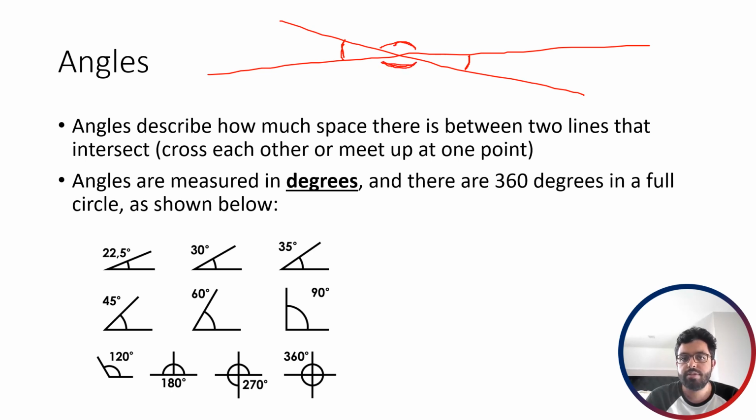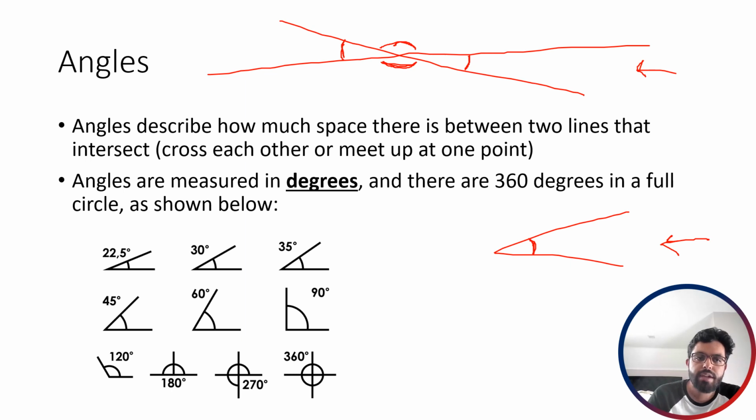We could talk about those angles in terms of these two lines that intersect like an X, or the way you'll normally see angles talked about is like these angles over here, where it's like two little line segments that meet up at one point, and we're talking about that little space on the inside most of the time. That's our angle. So angles describe how much space there is between these two lines or line segments that are intersecting, which basically just means they're crossing each other, like in this example up here, or they're meeting up at a single point, like in this example down here.